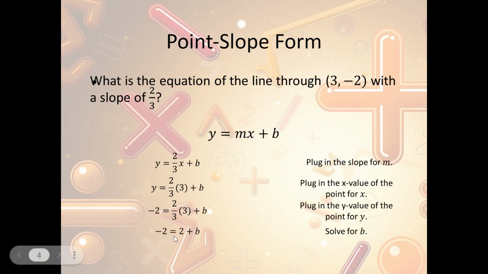So we got negative 2 is equal to 2 plus b. Now we just solve by subtracting 2 from both sides. And we're left with b is equal to negative 2 minus 2, which is negative 4. So b is negative 4. So that is the y-intercept. Now we can put that into the equation. So we have y equals 2/3 x, because that was our slope, and b is negative 4, so that's our equation.